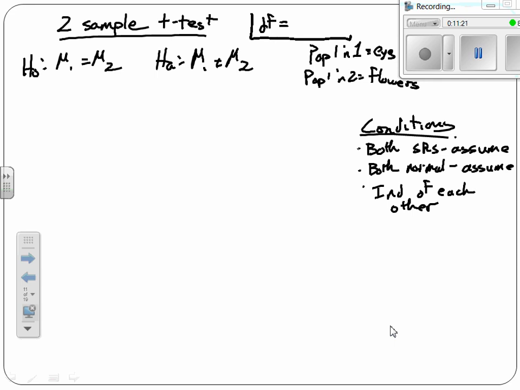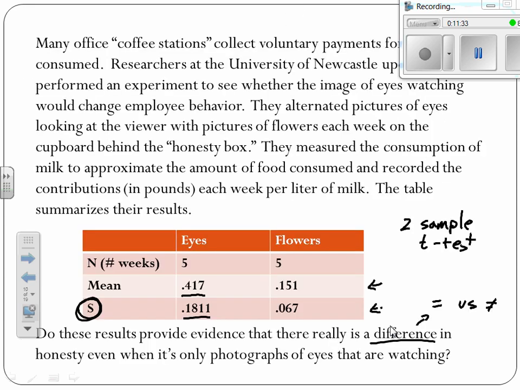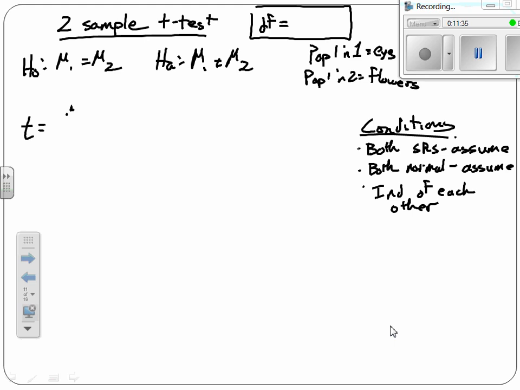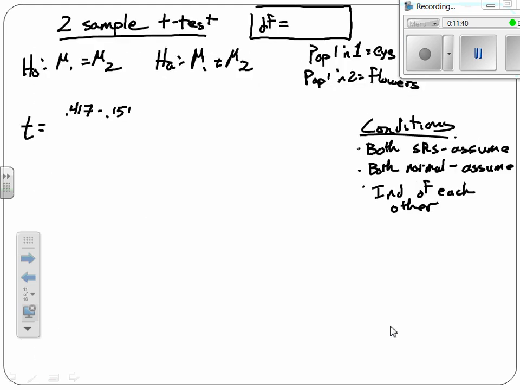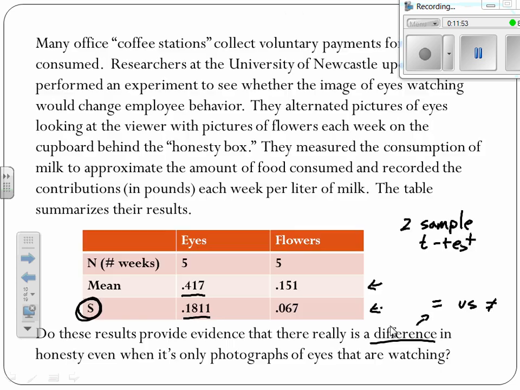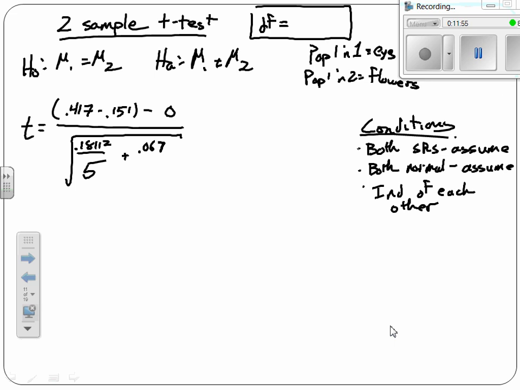So I do want to make note of this, so I make sure I come back and fill it in. So it's a two-sample t-test, which means we have a test statistic of t. You kind of go back and forth. So x bar 1, 0.417 minus x bar 2, 0.151 minus that mu1 minus mu2 will always be 0. And then we go 0.1811 squared over 5 plus 0.067 squared over 5.